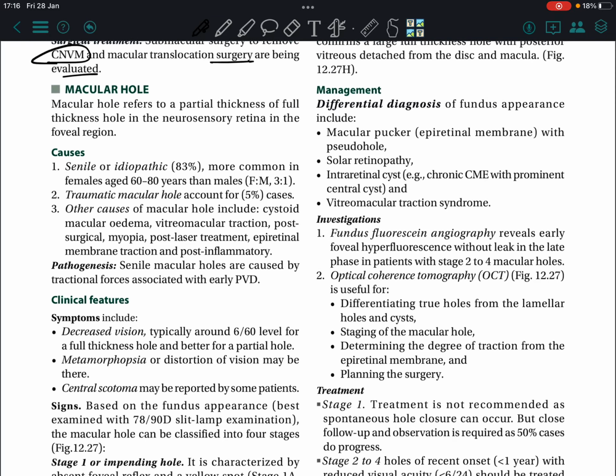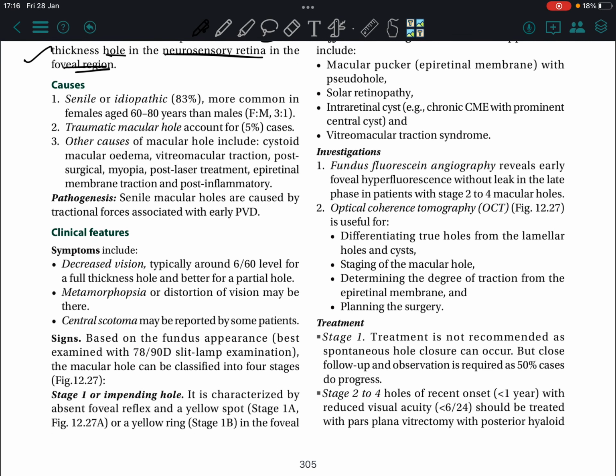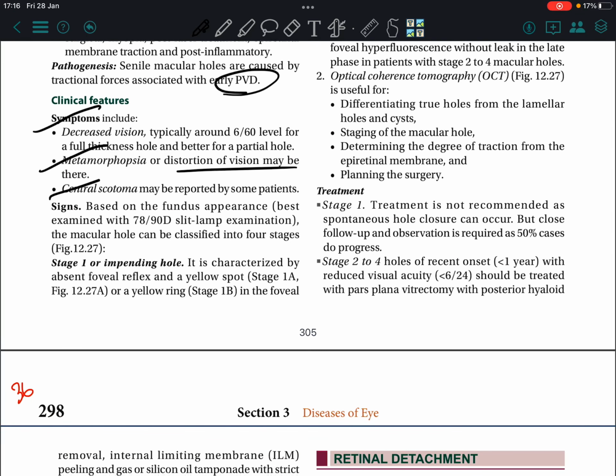Macular hole is a partial thickness or full thickness hole in the neurosensory retina in the foveal region. Causes: senile or idiopathic, more common in females. Traumatic. Other causes: cystoid macular edema, epiretinal membrane traction. Pathogenesis: senile macular holes are caused by tractional forces associated with early PVD. Symptoms: decreased vision, metamorphopsia or distorted vision, central scotoma.